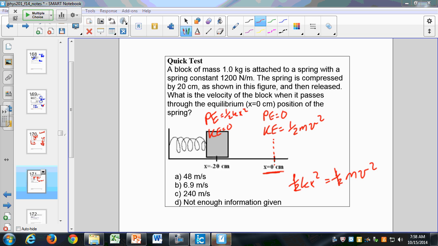The halves cancel. I'm solving for v, so that's going to be the square root of kx squared over m. And if I put in those values, I get 6.9 meters per second. Being careful here because this is in 20 centimeters. Often when we talk about a spring compressing, springs aren't real big for the most part, so we won't talk about them compressing in terms of meters, but in centimeters. So be careful when you see these problems because the elongation or compression might be in centimeters. So I convert that to meters, and of course that's 0.2 meters.